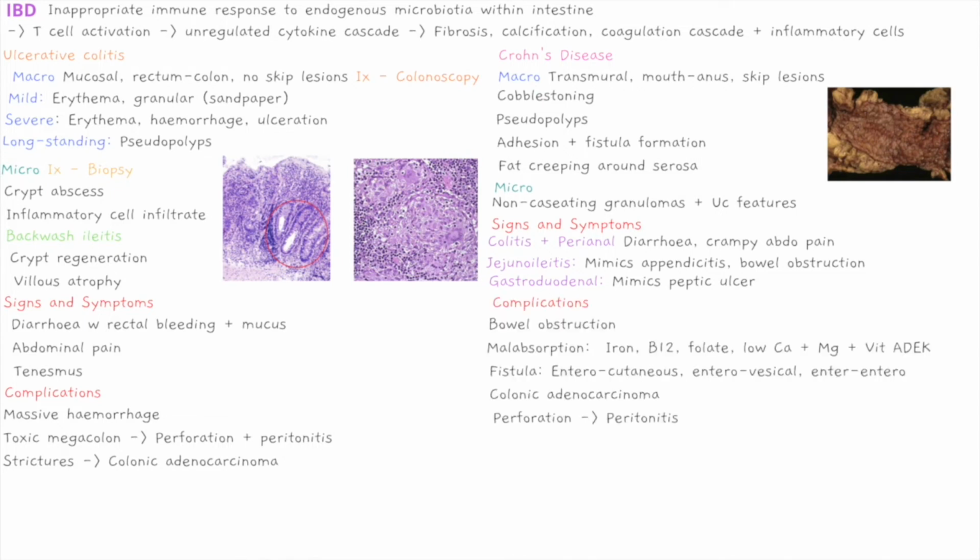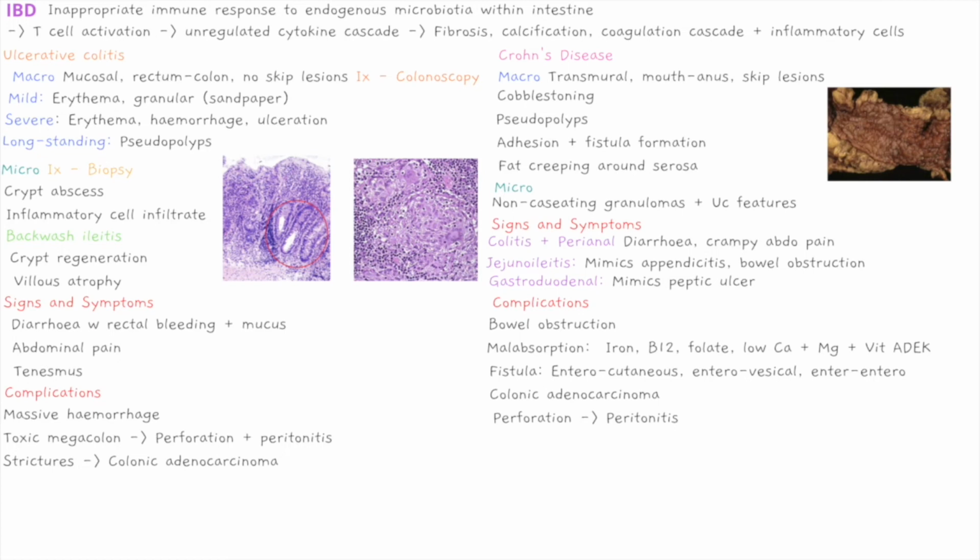Complications include bowel obstruction due to strictures and adhesions. As touched on before, there may be malabsorption, specifically B12, folate, iron, and fat-soluble vitamins, ADEK, resulting in malnutrition as well as electrolyte abnormalities such as low calcium and magnesium. We also talked about fistulas, specifically enterocutaneous, so to the skin, enterovesical to the bladder, or entero. Similarly to ulcerative colitis, there can be colonic adenocarcinoma and perforation leading to peritonitis.